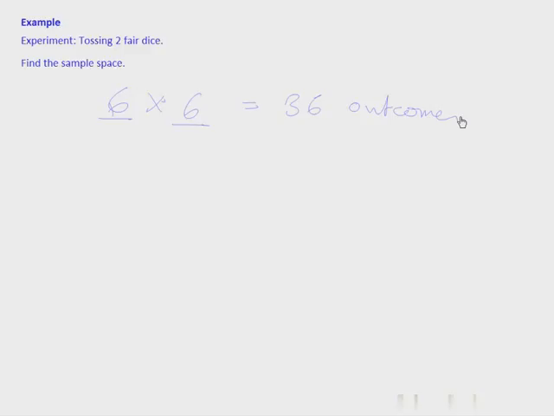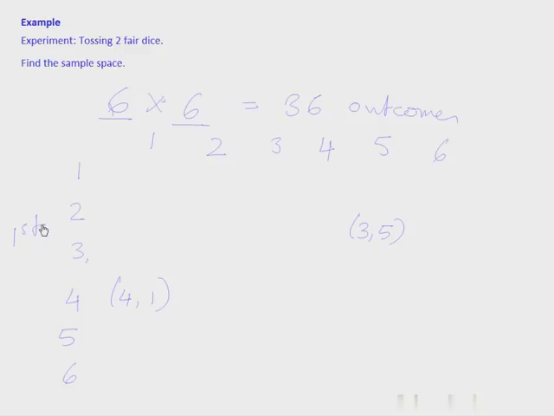So the first outcome could be a 1 or a 2 or a 3 or a 4 or a 5 or a 6. And the second outcome could also be a 1 or a 2 or a 3 or a 4 or 5 or a 6. So I take ordered pairs. For instance, if the first die landed on a 3 and the second on a 5, I'll refer to it as 3, 5. The first landed on a 4 and the second on a 1.